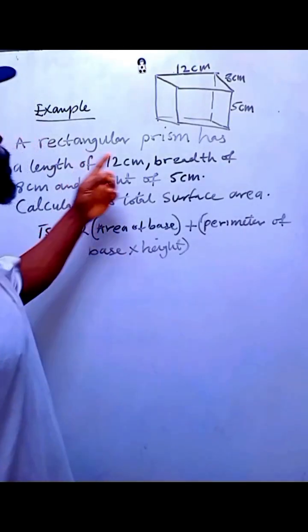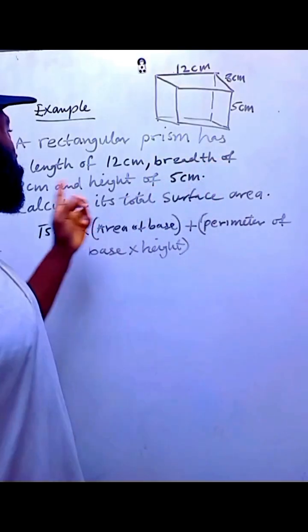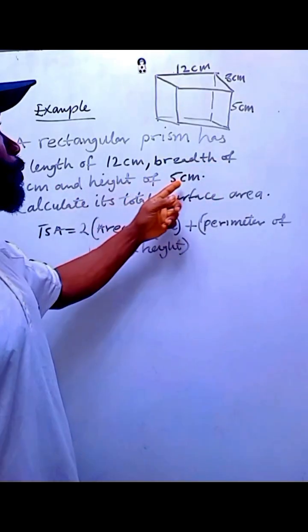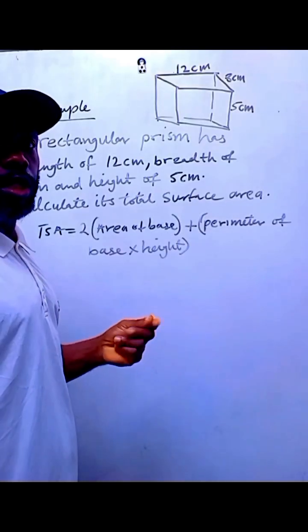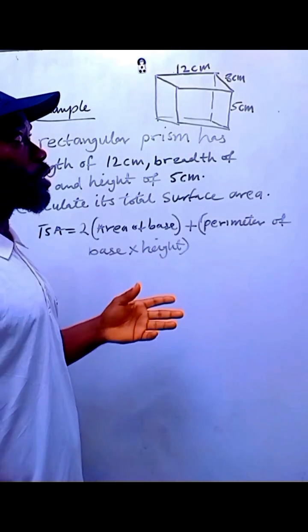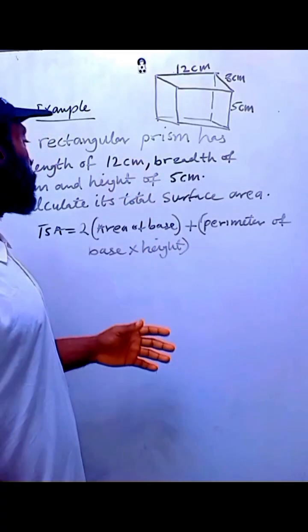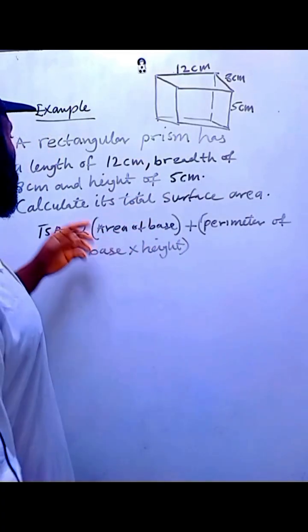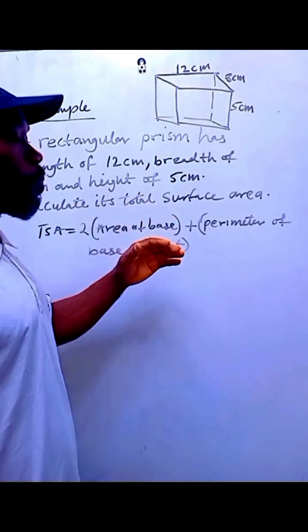A rectangular prism has a length of 12 centimeters, breadth of 8 centimeters, and a height of 5 centimeters. So the prism has a rectangular cross section, and the length of the rectangular cross section is 12 centimeters, while the breadth is 8 centimeters. Then the height of the prism is 5 centimeters. We are asked to calculate the total surface area of the prism.